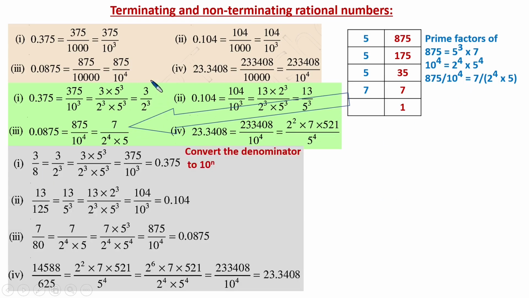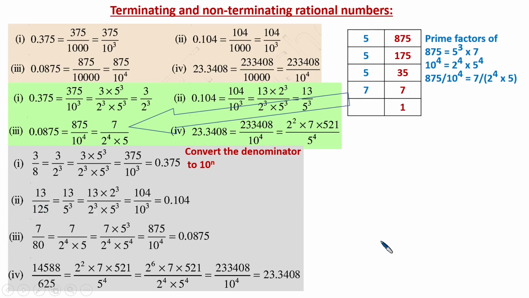Here now we discuss the same thing. This 3 by 8, I can multiply numerator and denominator by 5 to the power 3. I get 375 over 10 to the power 3. This is 2 into 5 is 10, and so 10 to the power 3. Go back to my class 9 lecture to understand all this. So I have here 0.375, so I can write 3 by 8 like this. Similarly, 13 by 5 to the power 3, that is 125, I can write.